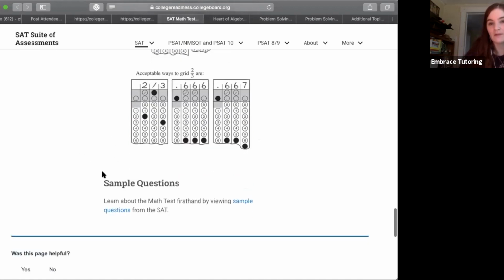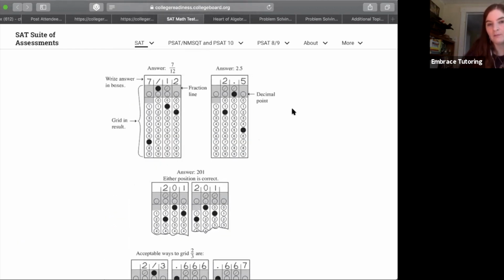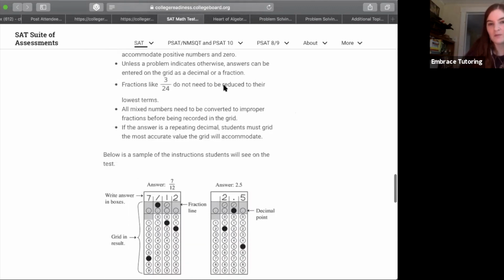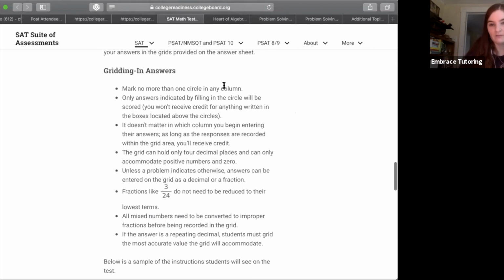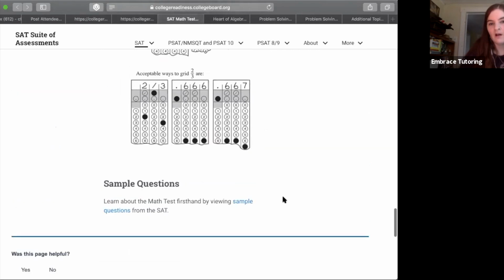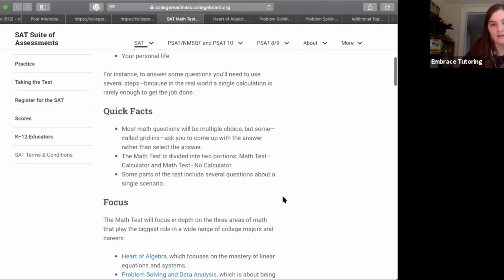Okay, so some answers can be more than one type of response. All answers for this section will be either a decimal of some sort or a fraction, is basically what they're saying, unless the problem indicates otherwise. So it can be entered as a decimal or as a fraction in most cases. Yeah, so we have that.